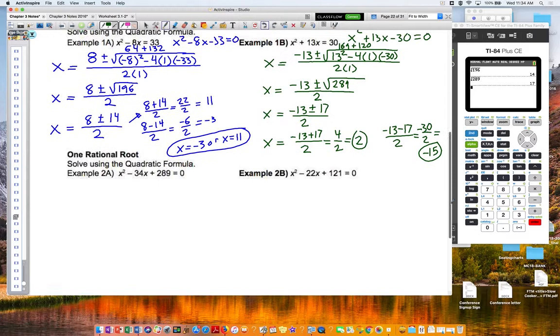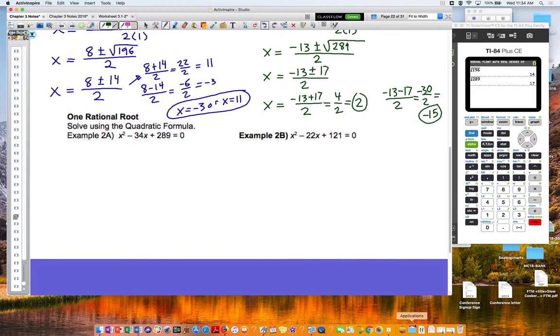All right, so that takes care of the first examples. You get 2 rational roots. The next example, you can get 1 rational root. It's just doing the same thing, plugging it in and simplifying, and what you're going to see here is the plus minus piece of your quadratic formula, this piece right here, is going to disappear. So watch what happens here when I do this one.